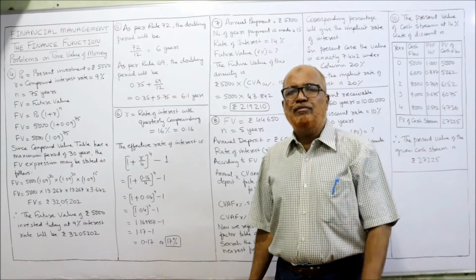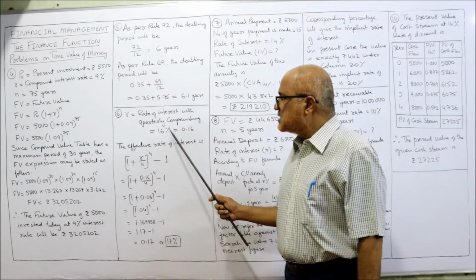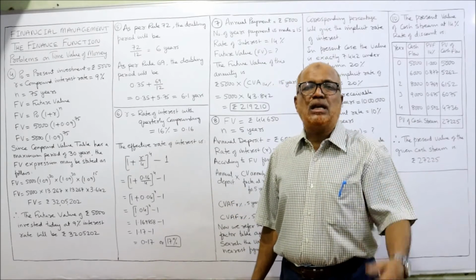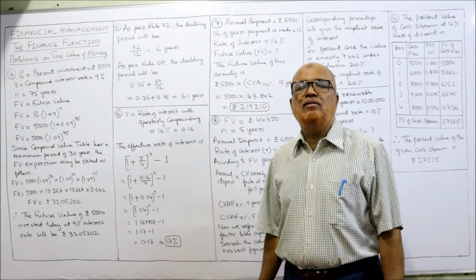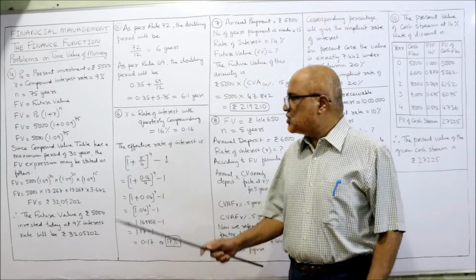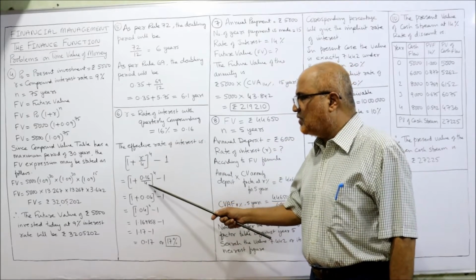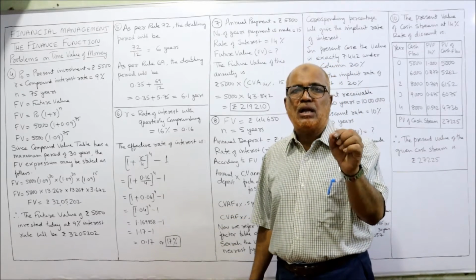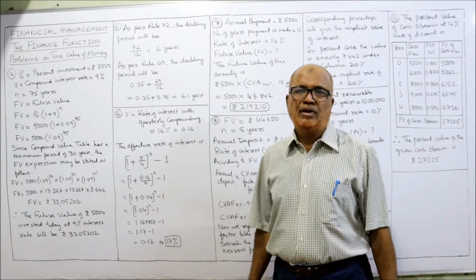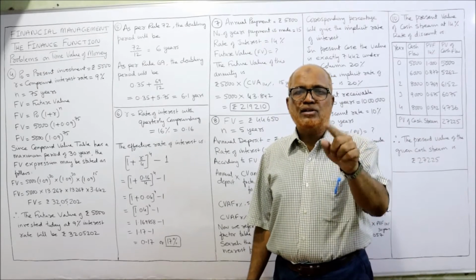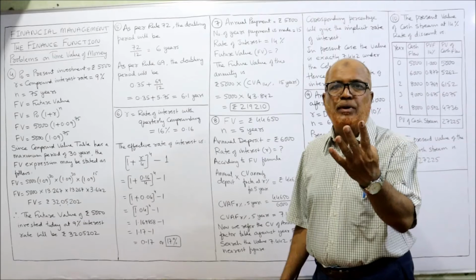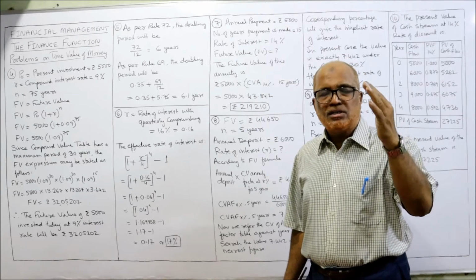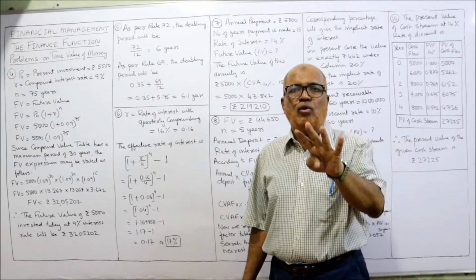Why are we taking r by 4? Because r, 16%, is the annual rate, but it is compounded quarterly. So how many quarters are there in 1 year? 4 quarters. So 0.16 divided by 4, that means 0.04 is the quarterly rate of interest. The quarterly rate of interest is 0.04 or 4%. Annual 16%, so 16% divided by 4 is 4%.